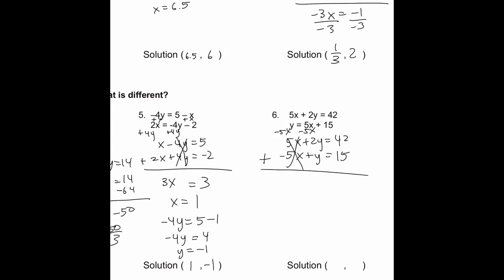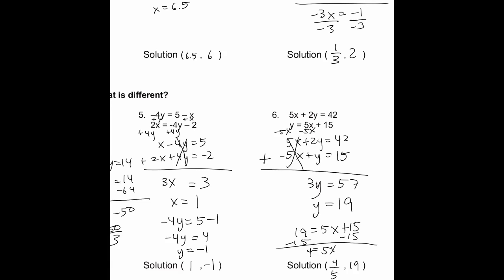Combine, eliminates 1. 3y, y is equal to 57. Okay, now y would equal 19. And once you get that, substitute it in. If 19 is equal to 5x plus 15, subtract 15, and you get 5x is equal to 4, which makes it 4/5. X is equal to 4/5, and y is equal to 19.